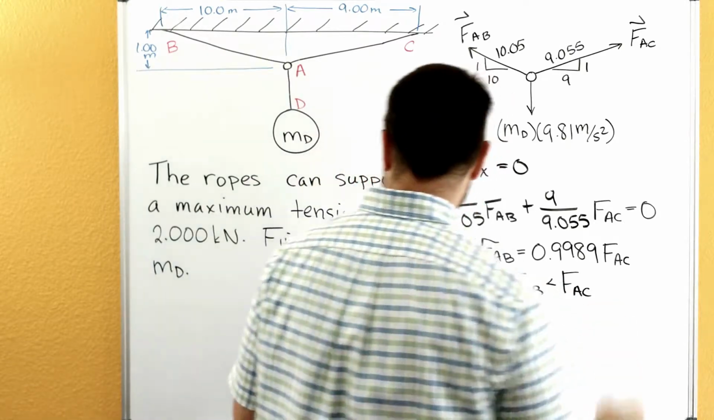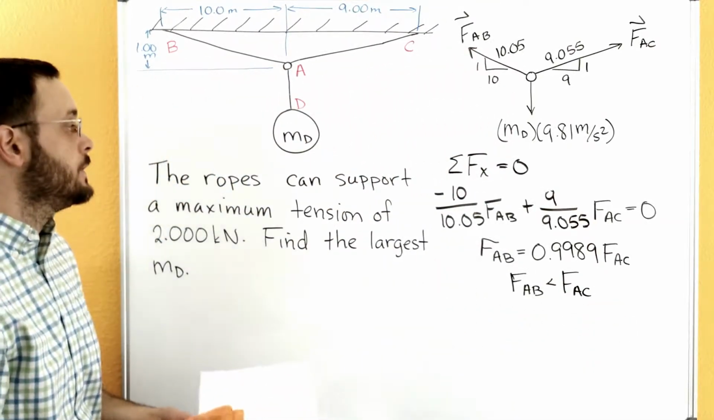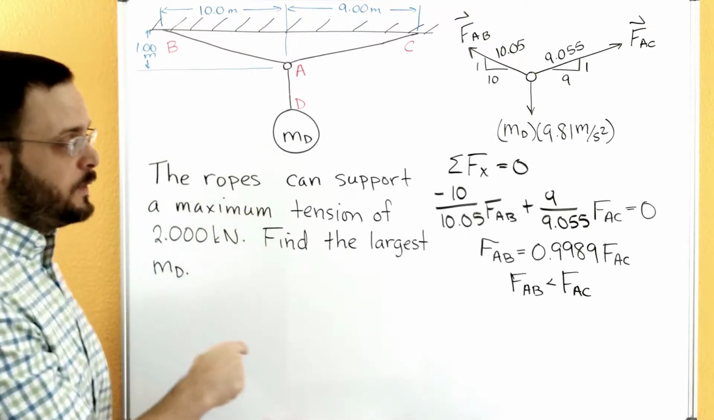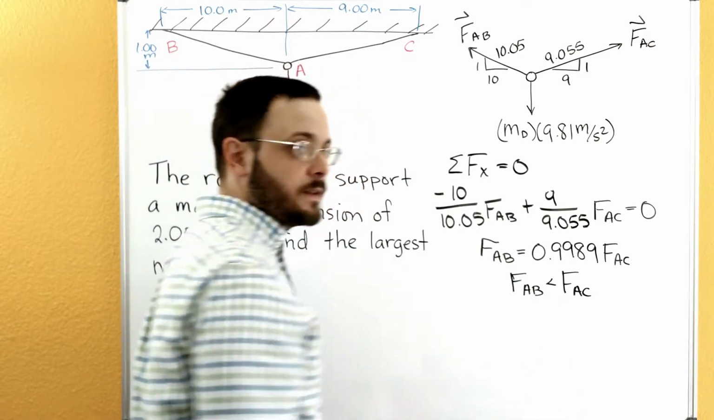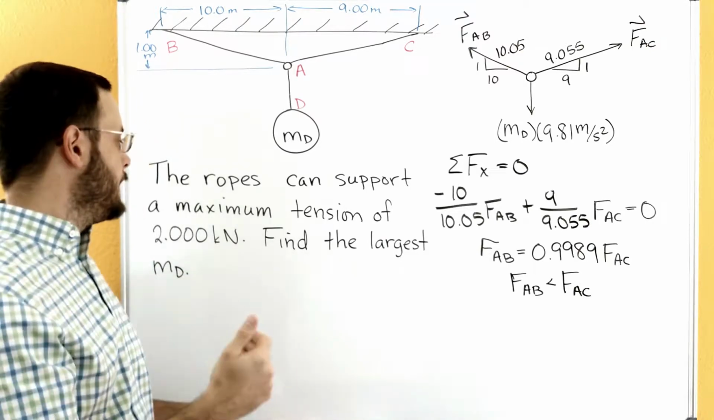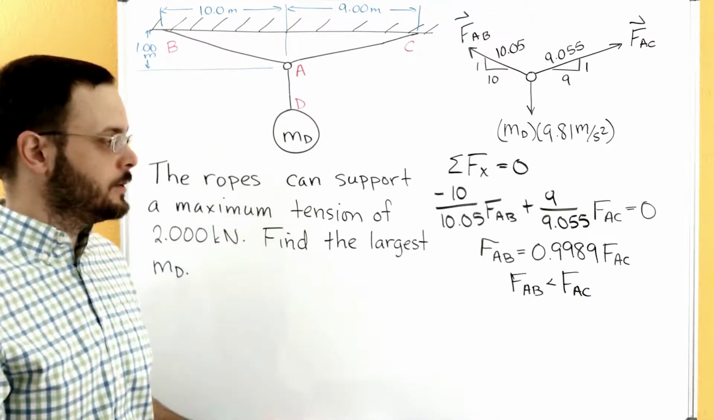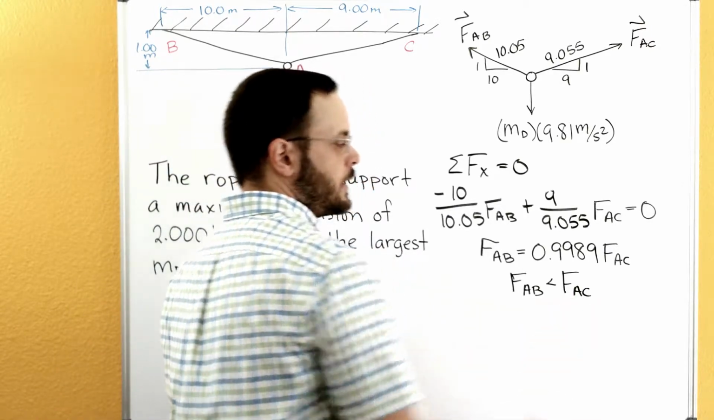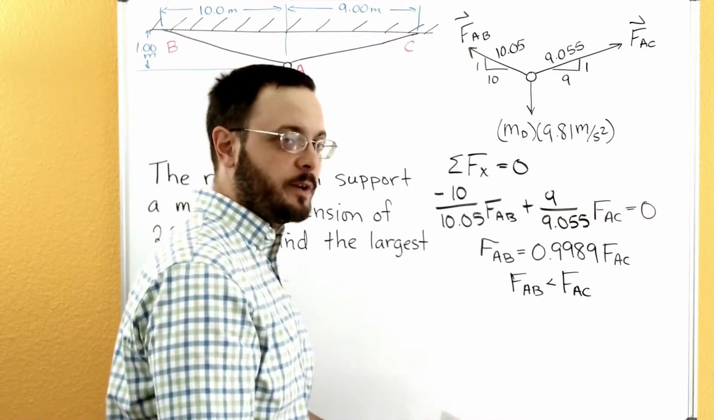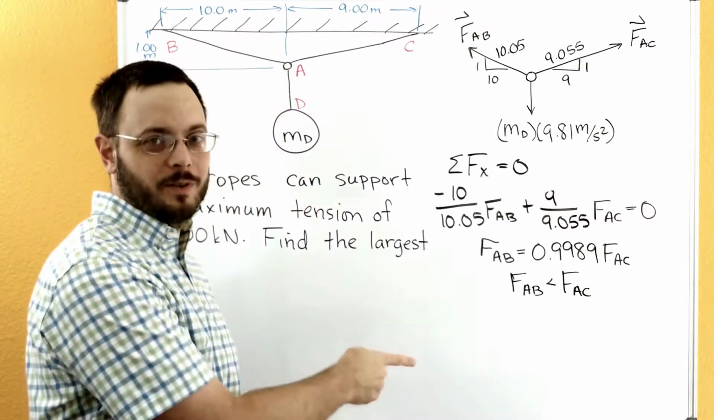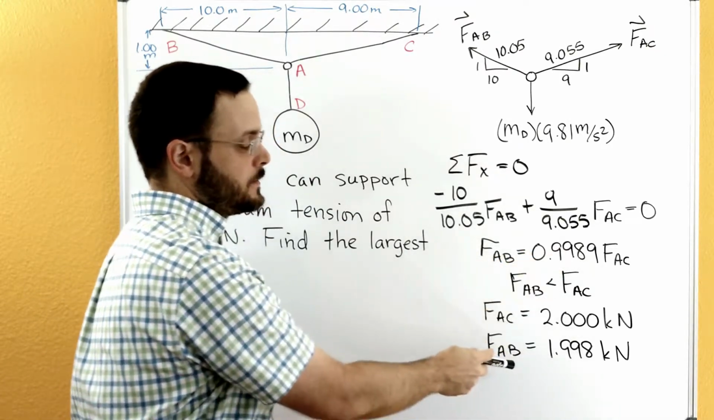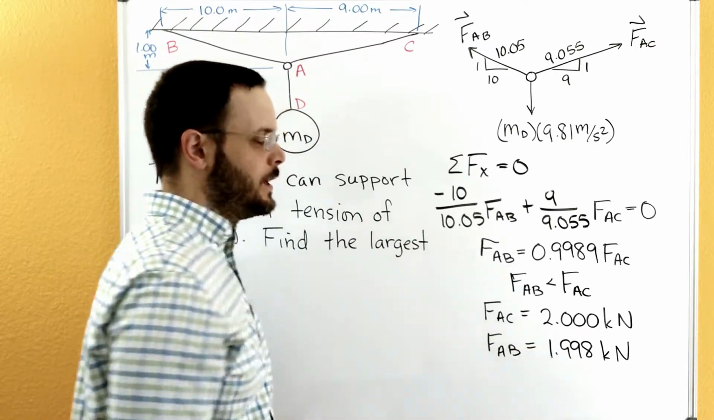Let's jot that down. Now let's go back to our initial condition that the ropes can support a maximum tension of 2 kilonewtons. So if FAC is the bigger one, then it's going to get maxed out first. It's going to be the first one to hit 2 kilonewtons, and then it can't go past 2 kilonewtons. So because FAC is bigger, we're going to go ahead and just plug this value in, and then that'll allow us now to solve for FAB. Let's take a look at the algebra in this step. So plugging in the 2 kilonewtons here for FAC gives us an FAB of 1.998 kilonewtons.